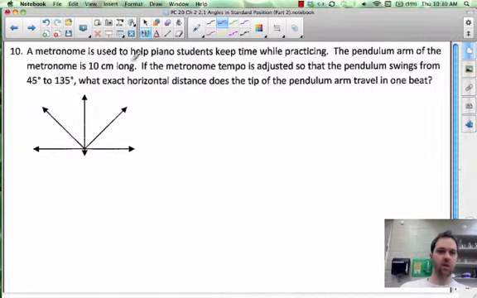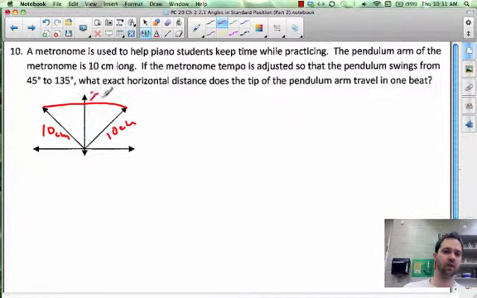Similar type of question here. A metronome is used to help piano students keep time while practicing. The pendulum arm of the metronome is 10 centimeters long. So this is the pendulum arm, 10 centimeters. So it swings like that. And we want to know if the metronome tempo is adjusted so that the pendulum swings from 45 degrees to 135 degrees, what exact horizontal displacement does the tip of the pendulum arm travel in one beat?